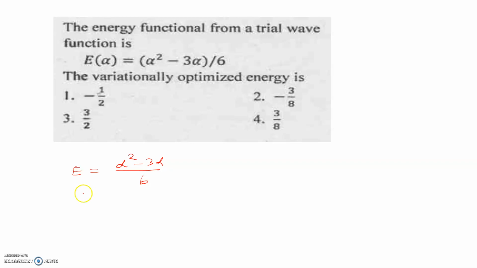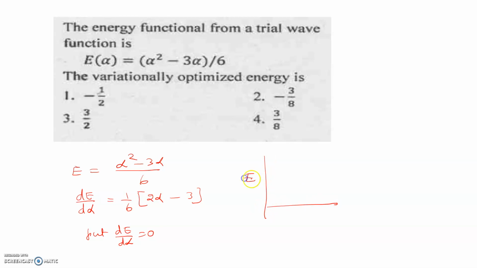Now how to do that? You have to differentiate E with respect to alpha, right? So if you differentiate E with respect to alpha, what will we get? Keep the 1 by 6 as such. Alpha square, if you differentiate, you'll get 2 alpha, and 3 alpha if you differentiate, minus 3. Listen, to get the minimum value, put this dE by d alpha as 0. We know very well, this energy of the system depends upon the variation parameter. As you increase the variation parameter, the energy decreases, reaches a minimum, and then it goes like this.